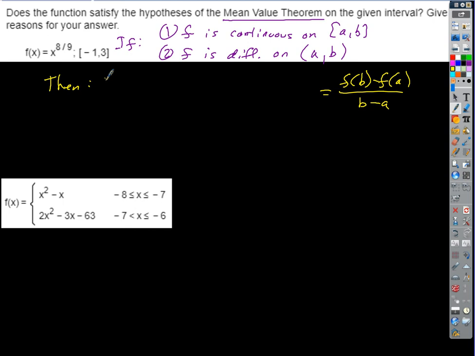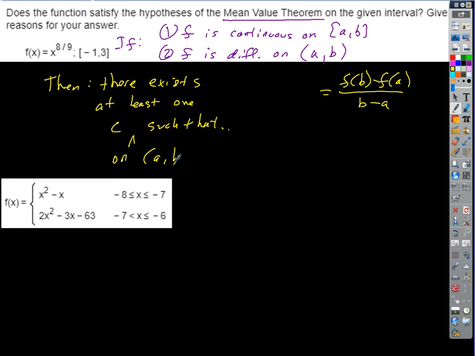Good, perfect. I don't really care if you remember all the words. It'd be something like, there exists at least one C such that, now the wording you don't have to get exactly right, you just get the idea, right? That there's at least one value C on the open interval between A and B such that the derivative at C is equal to the slope of the secant line. And this is one of those picture theorems, right? It's so much easier to think about in terms of a picture.